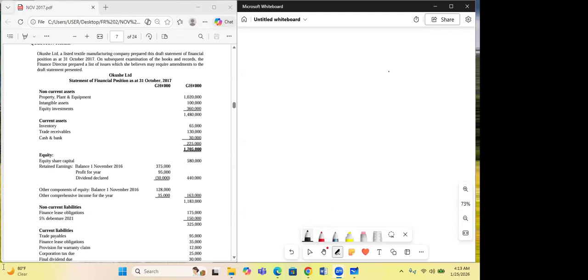So when you go under equity, you should see the effect of the profit and other comprehensive income. If you look under equity here in the statement, you will see clearly share capital 580,000, retained earnings. You will see the balance as at November 1st, that's the beginning of the year, and then the profit for the particular year. Can you see the profit for the particular year? Yes, sir. 95,000. Then dividend declared there. Then you also see other components of equity. You see the balance as at the beginning of the year, 128,000. And you see other comprehensive income for the year. Can you also see other comprehensive income for the year? Yes, sir.